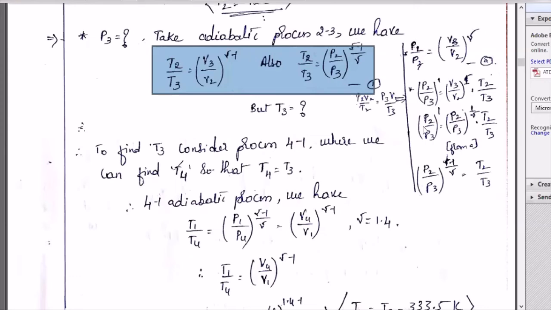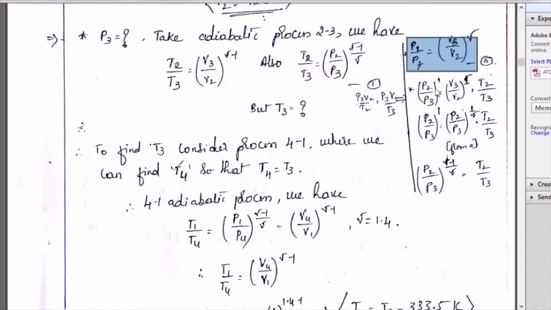You can observe here, P2 by P3 is equal to V3 by V2 to the power of gamma in the adiabatic process, that we know, because P2 V2 to the power of gamma is equal to P3 V3 to the power of gamma, which is equal to constant, was the equation. Using that equation, I will write P2 by P3 to the power of 1 is equal to V3 by V2. Check out this V3 by V2.